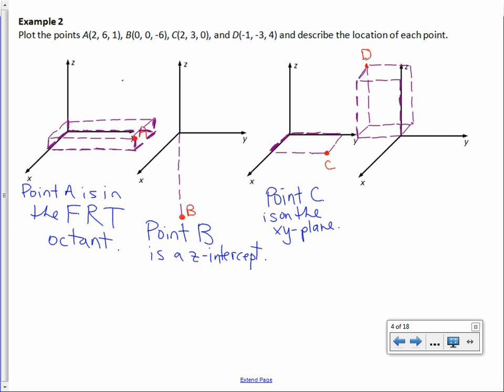And then the last point. It's going to look very similar to the first one. It's going to be an octant description. So point D is in the, how would you describe this octant? Front, back. Which word? Back, right, left, left, top, bottom. We're in the BLT octant.